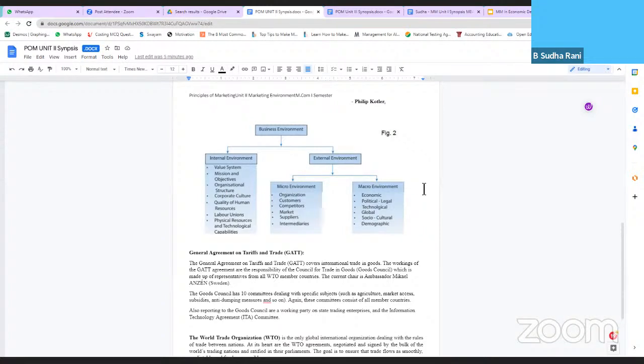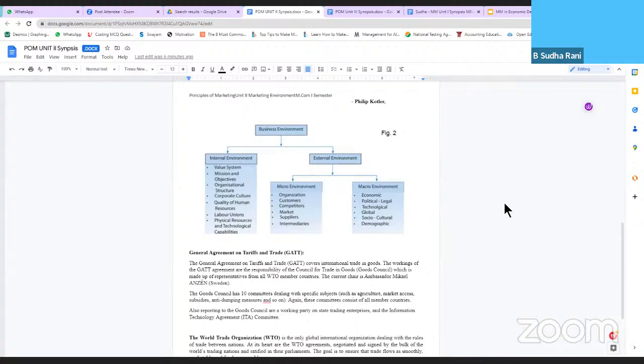And your objectives. See, objectives follow the mission statement. Mission statement follows the vision statement. All these three are based on the value system of the organization. And to achieve that, the organization structure means distribution of duties, dividing the work and distributing the duties and responsibilities. That is about the internal environment. So all these are in the control of the organization.